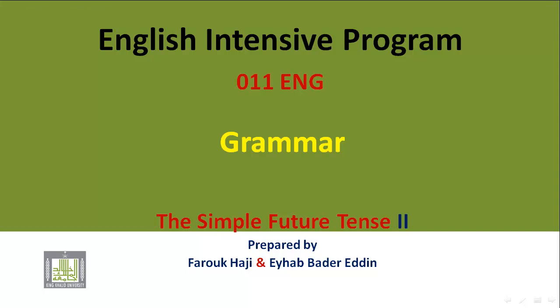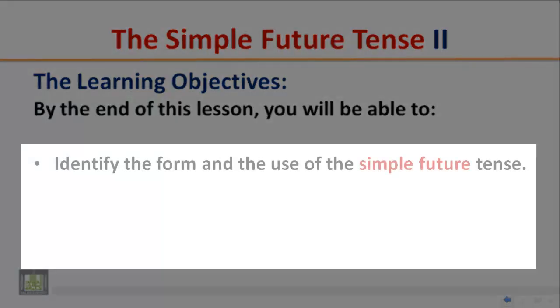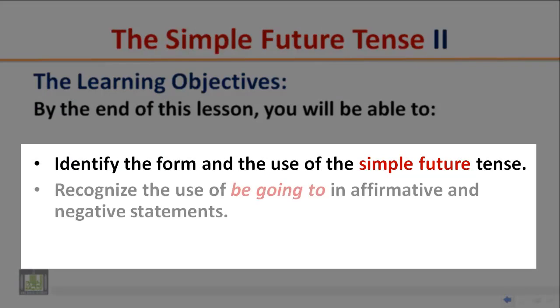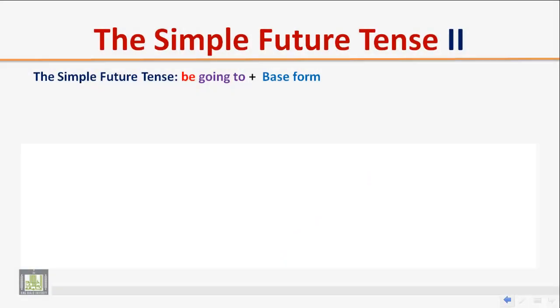English Intensive Program 011, Grammar: The Simple Future Tense, Part 2. The Learning Objectives. By the end of this lesson, you will be able to identify the form and the use of the simple future tense, recognize the use of be going to in affirmative and negative statements, recognize the use of be going to in yes-no questions and WH questions.